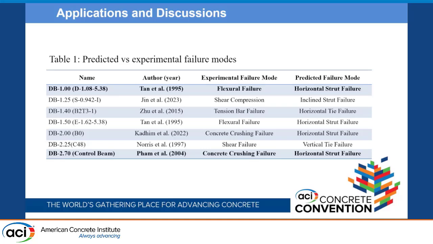This is the table that shows predicted versus experimental failure modes for all the specimens. This is what we call them in the work. This is what their names were in the original references. This is the experimental failure mode, and we matched all the failure modes in prediction. They are exactly the same. The words are not exactly word by word, but this is horizontal strut failure, and this is flexural failure, and so forth.